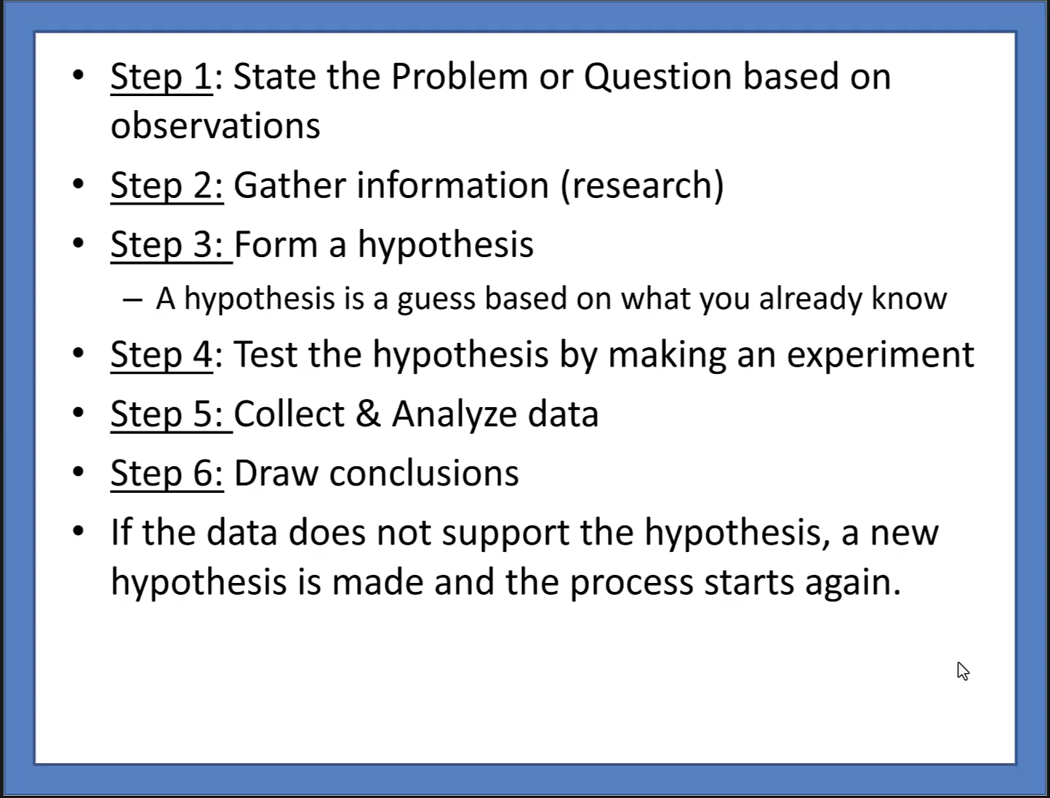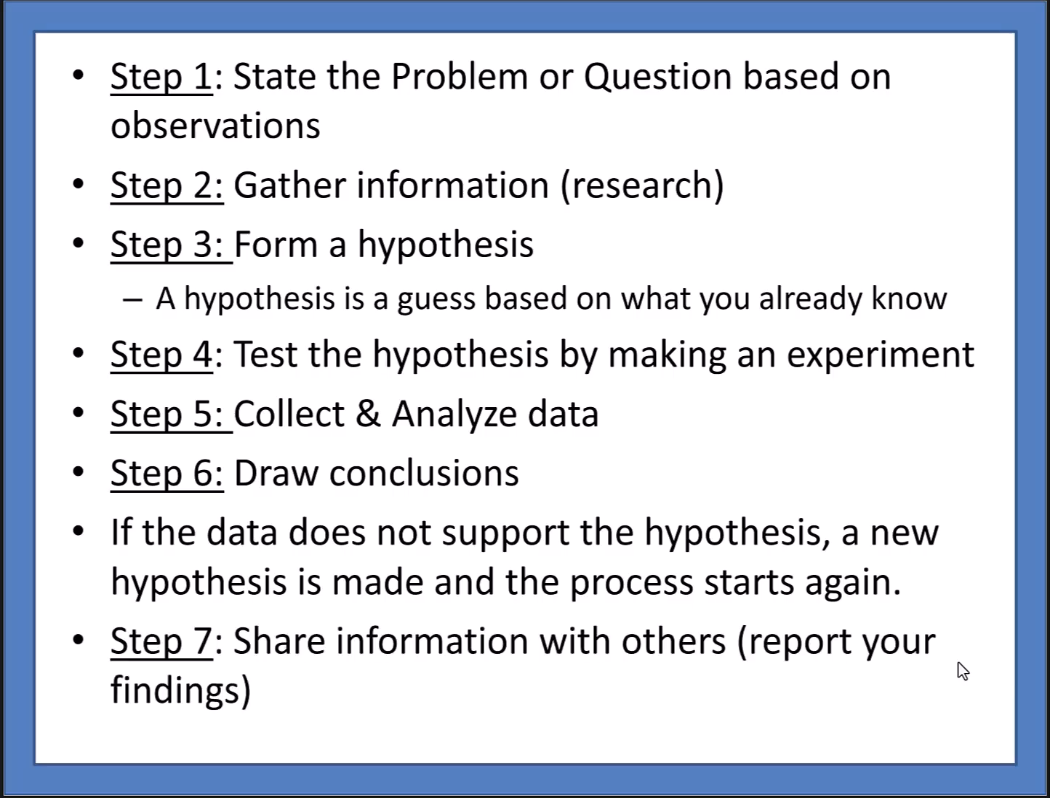And in order to make sure that those conclusions are correct, they will repeat the same experiment over and over and over again. Other scientists might repeat the same experiment to make sure that those conclusions are valid, either that they don't support the hypothesis or that they do. Both can be replicated. And then step 7 is to share information with others, reporting the findings. Usually that's done in some sort of journal or publication.